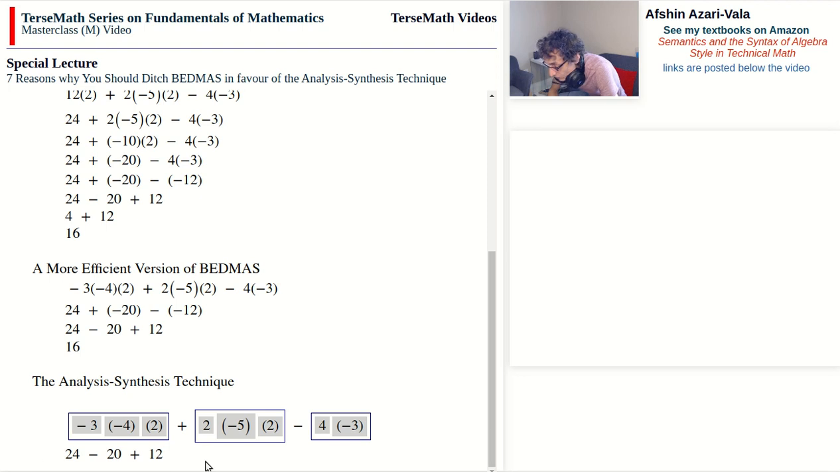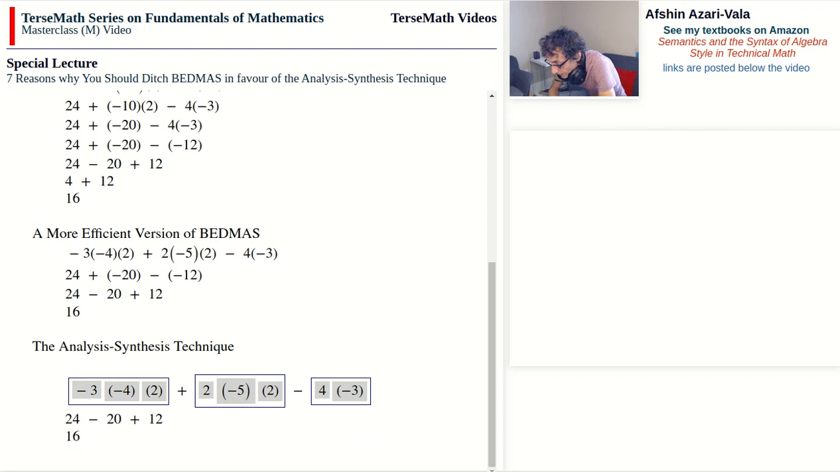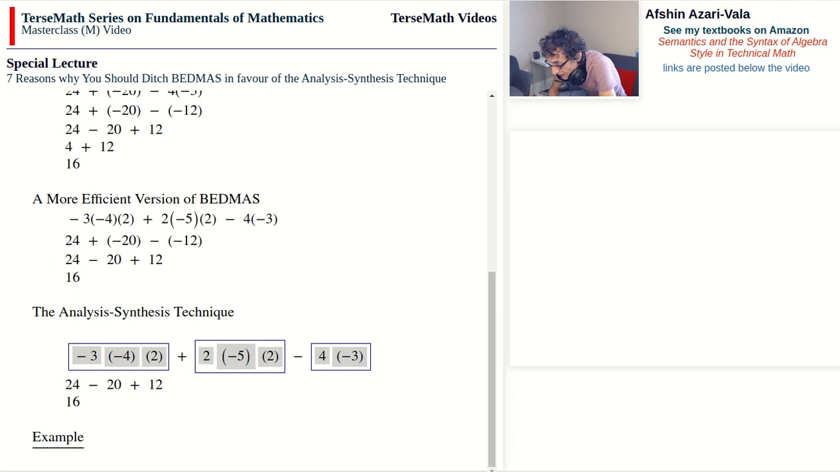And now we go from left to right. We do understand we're not following BEDMAS. We do understand that we need to subtract 20 and add 12, and that we can do them in any order. And therefore I choose to subtract 24 minus 20, which is 4, and then add 12 to get 16. And there you have it. All right, another example.